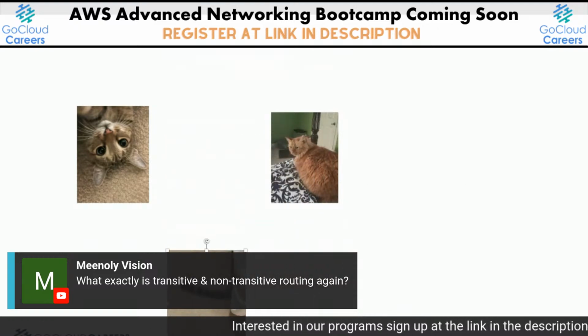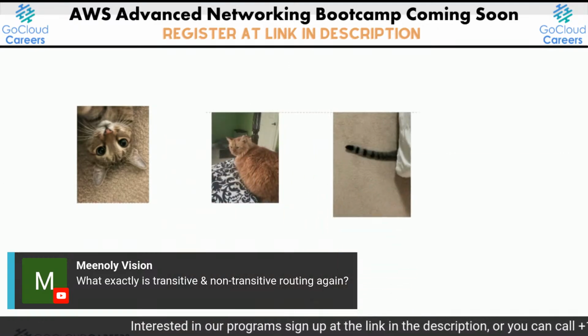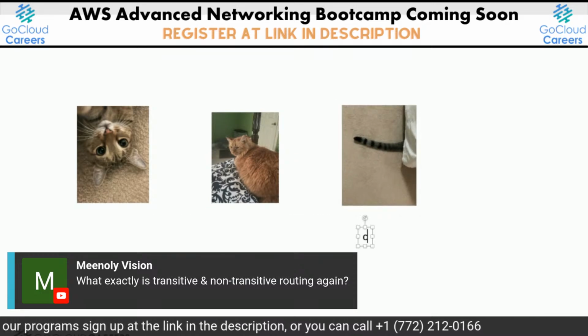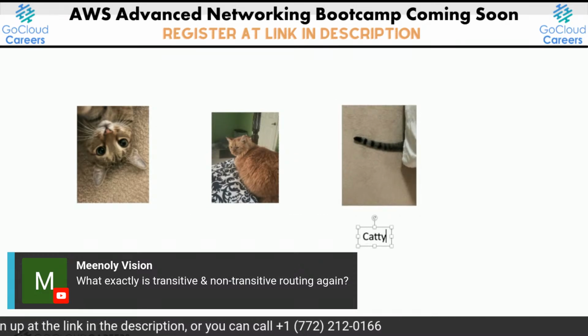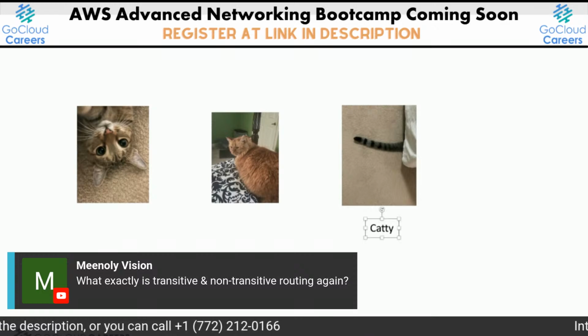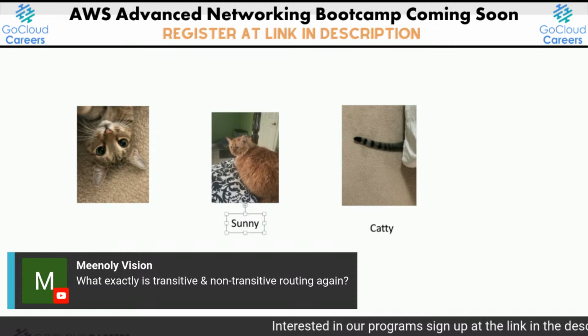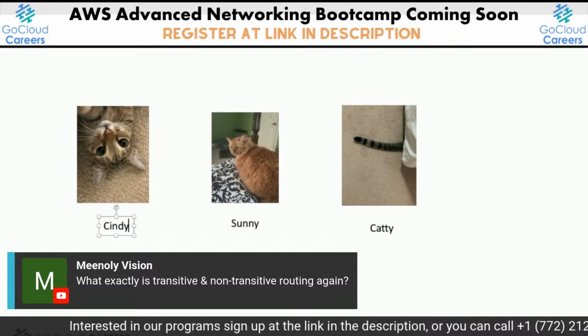So now here's what transitive routing is. On the right side of this cat, let's call this Caddy. Let's call this cat Sunny. And let's call this beautiful little cat over here my daughter, little Cindy. See how cute she is, everybody?